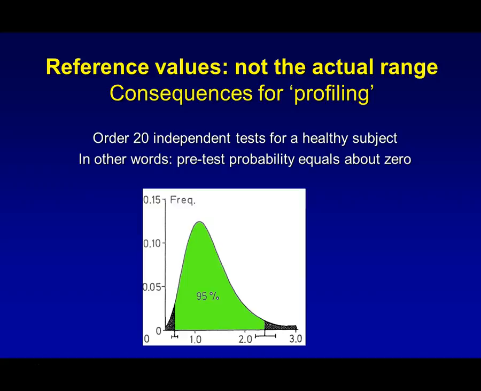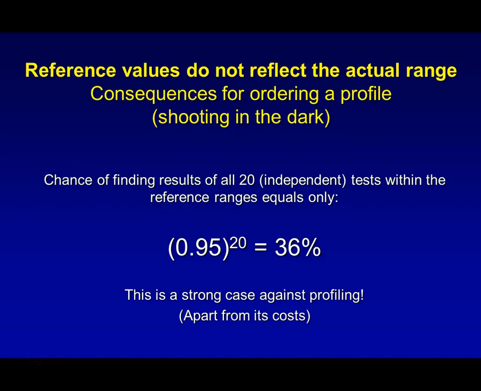But again, back to the reference values. They are not the actual range, they are a 95% confidence interval. When you order 20 independent tests for healthy subjects, where the pre-test probability equals about 0, the chance of finding results of all of them within the reference range equals only 36%.